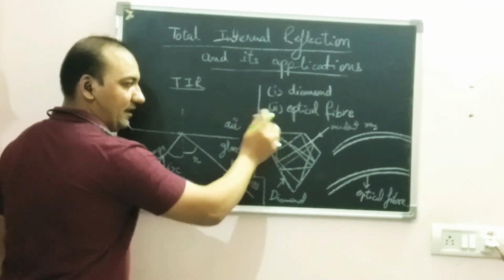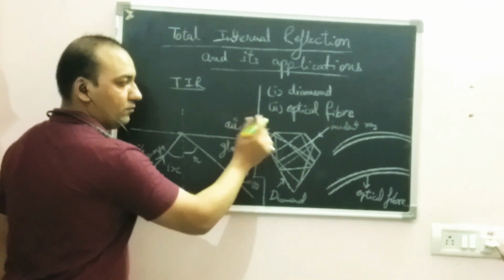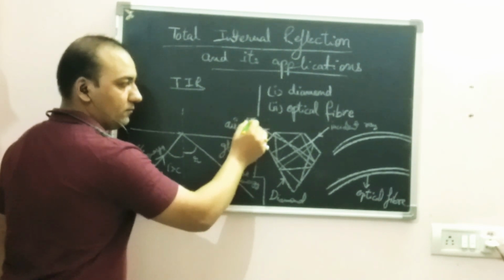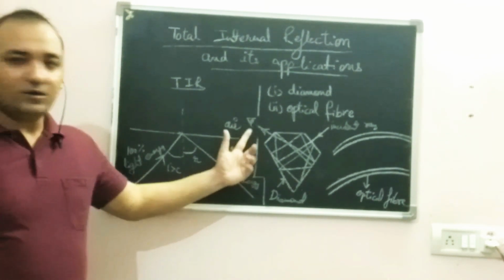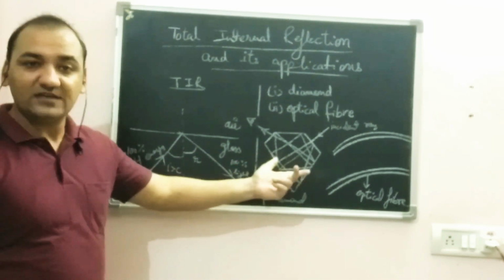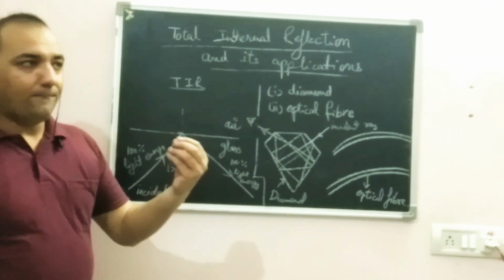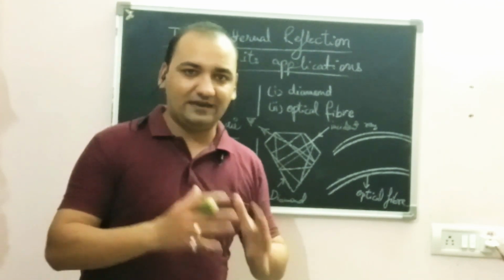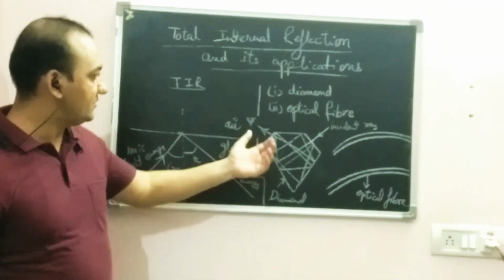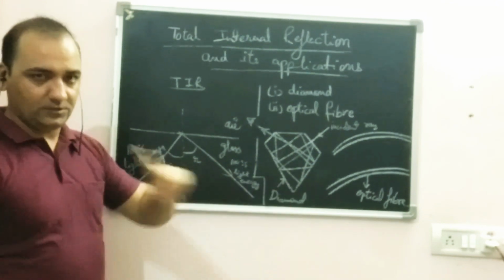So when it is seen, let's say from here, if somebody is observing this way, the person will be able to see the diamond shining from multiple sides, because the light has been reflected so many times that it creates an impact of multiple luster, or you can say shine from multiple angles. This is exactly what happens in the case of diamonds. So TIR is implemented in diamonds, number 1.